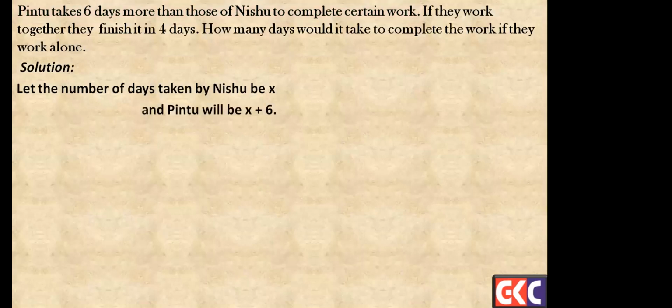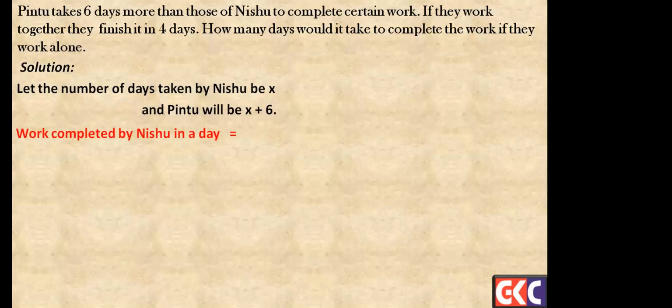Now a very, very important part in this question further. Work completed by Nishu in a day is what I have to look out for. I have to check how much work Nishu completes in one day. How will I check that? What do you think? How to deal with it? How will I find out how much work Nishu is doing?